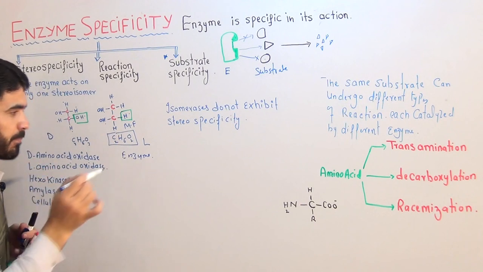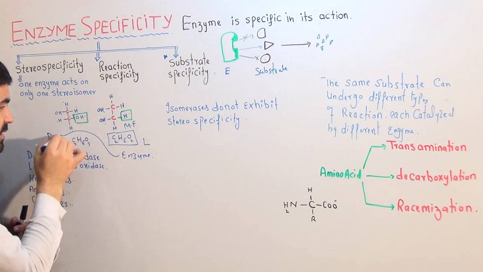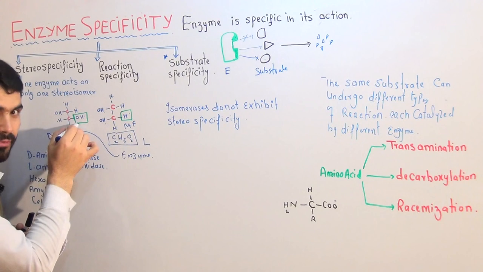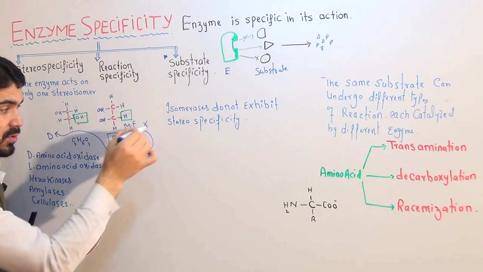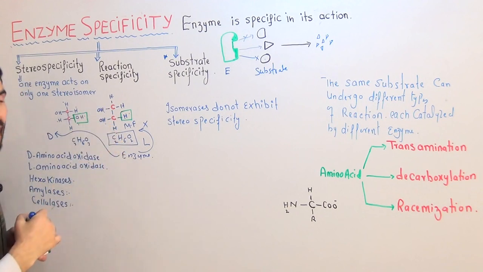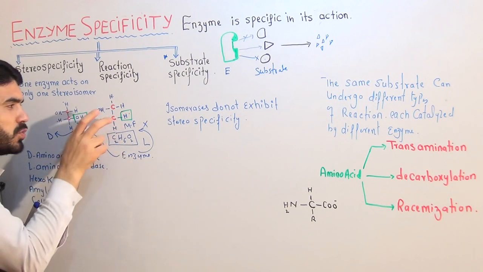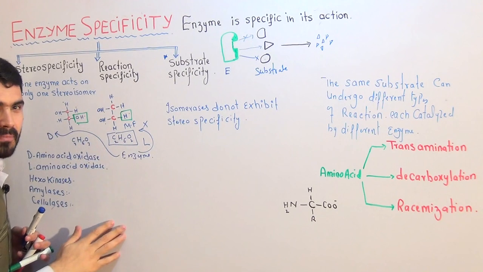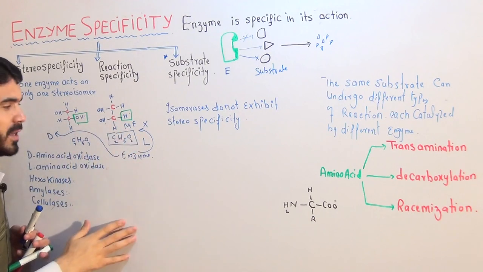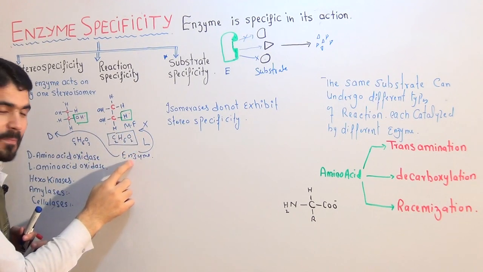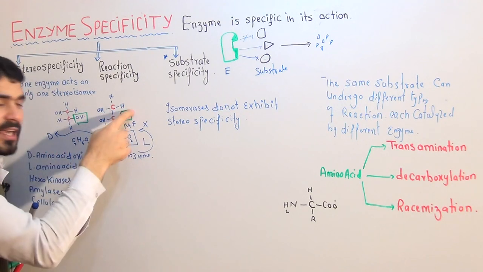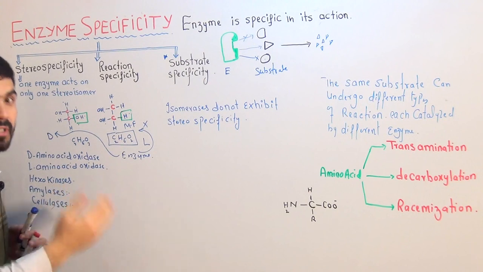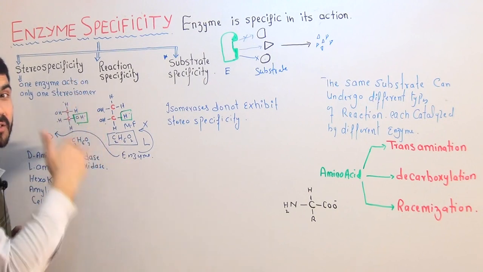The enzyme which is acting on the D configuration will not act on the L. Even though these two compounds are much similar, they are not 100% similar, but they are much similar. But the enzyme which is acting on the D configuration is not acting on the L configuration. We say that enzyme is specific.